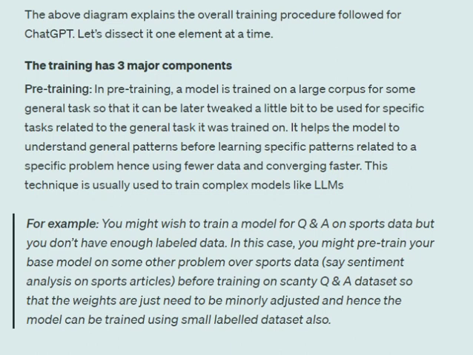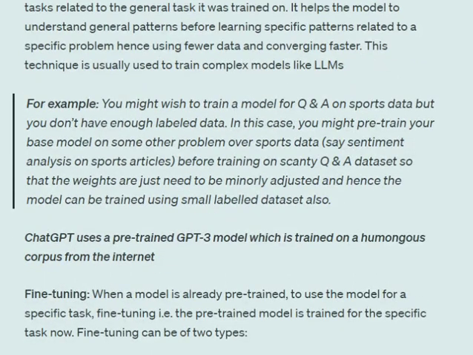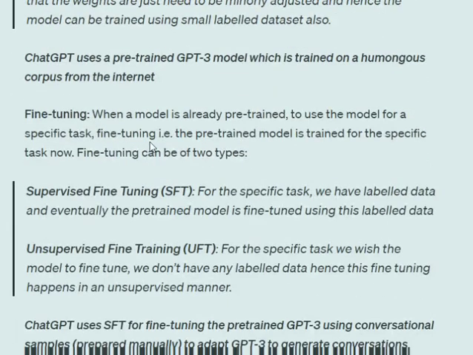That is why pre-training is done for complex problems where the dataset can be small, or where we need to perform multiple tasks, and training again and again from scratch is costly. In those cases, pre-training can be used. Here you can read about this example. ChatGPT uses a pre-trained GPT-3 model, which is trained on a humongous corpus taken from the internet. It's quite fine. Now moving on to fine tuning.